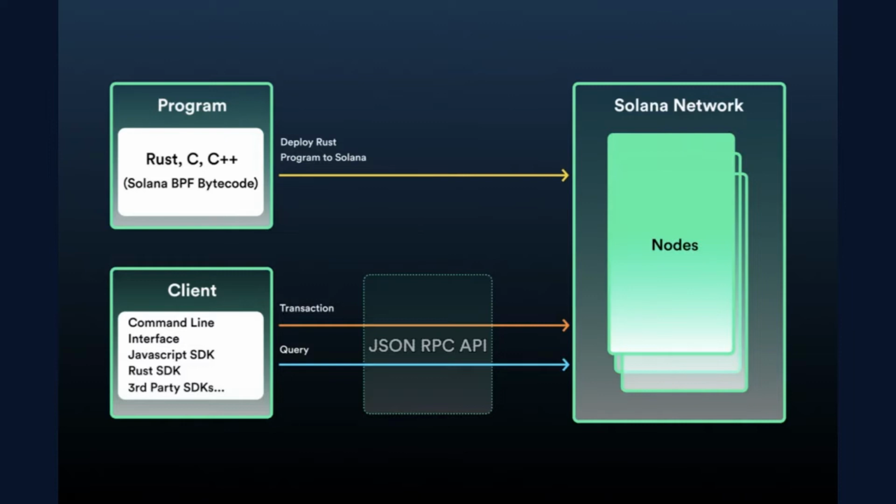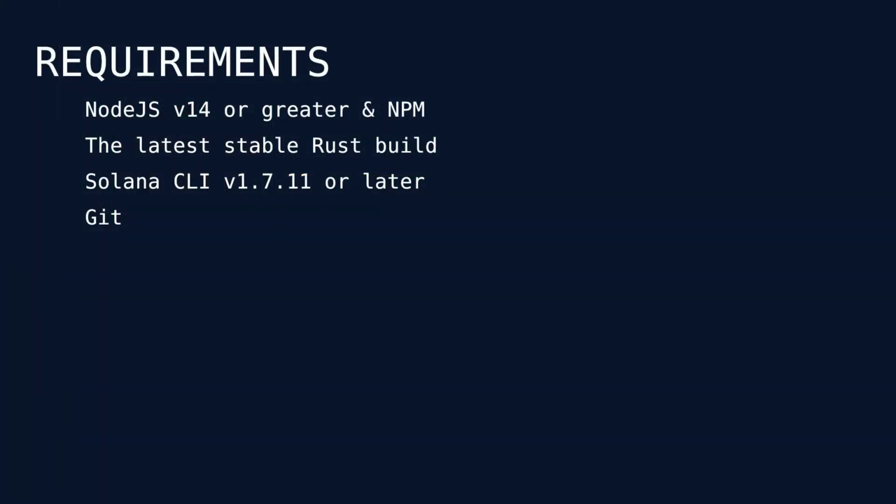Deploying your first Solana smart contract. In this section, you'll create and deploy your first HelloWorld Solana program, written in Rust. Requirements. The following should be installed before proceeding: Node.js v14 or greater and npm, the latest stable Rust build, Solana CLI version 1.7.11 or later, and Git.